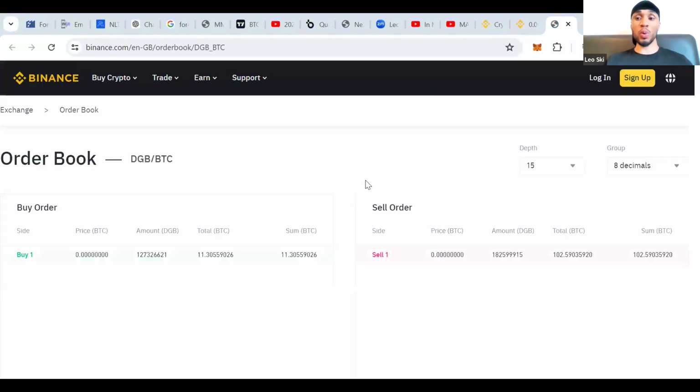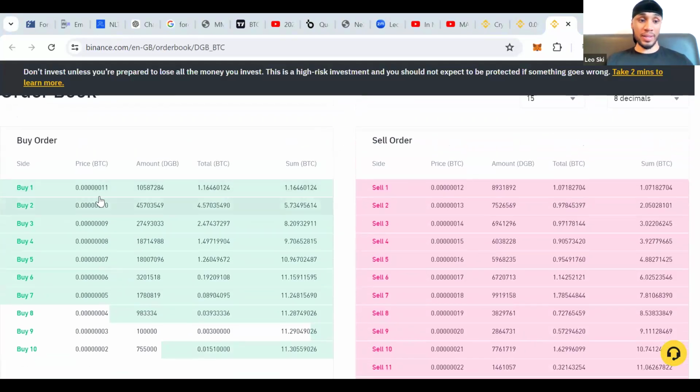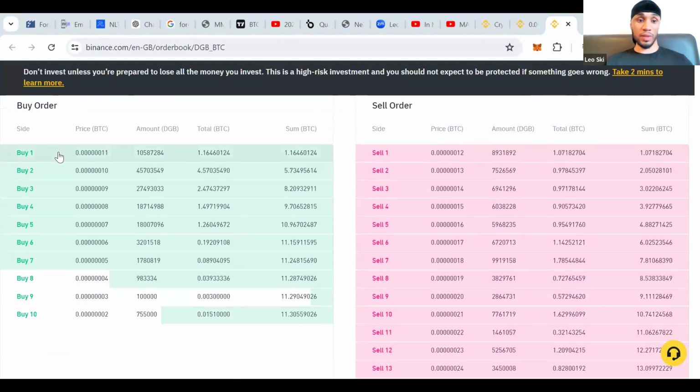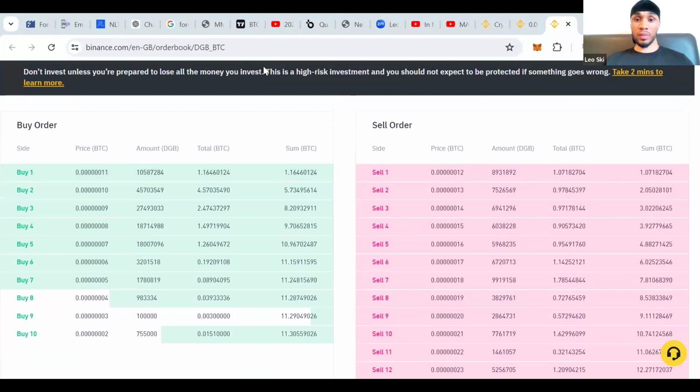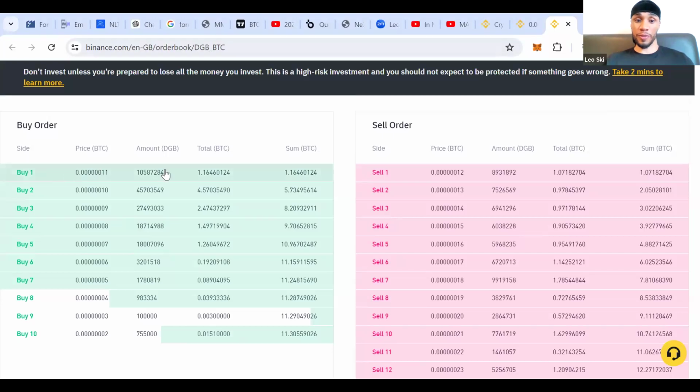Right. So this is what we call an order book. So you can see the buyers and you can see the sellers. The first buyers that's going to be filled, the DGB, is at 0.0000011. If you execute this manual trade, it's at 1.1, which is perfect because we're going to be the first people to be filled.